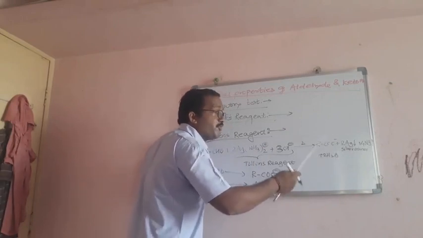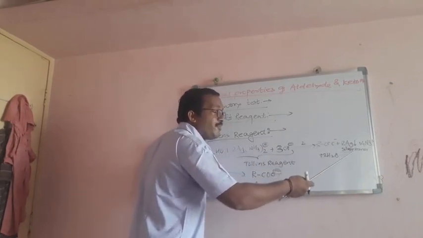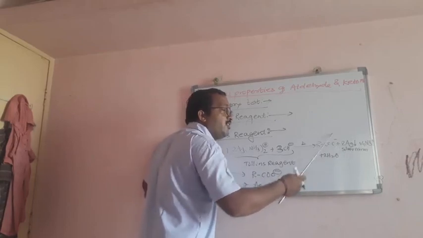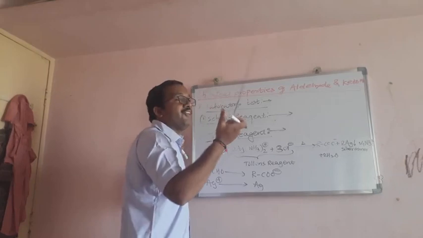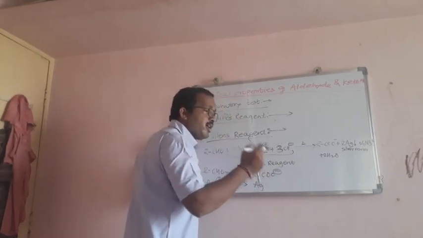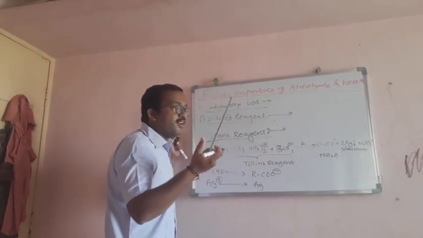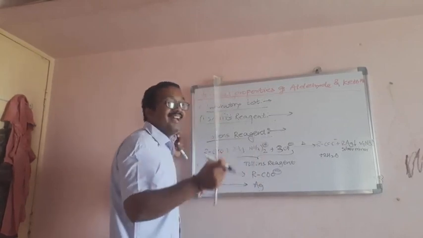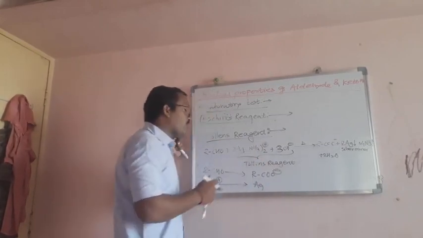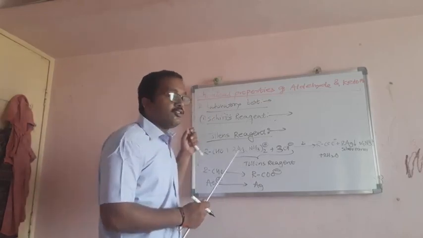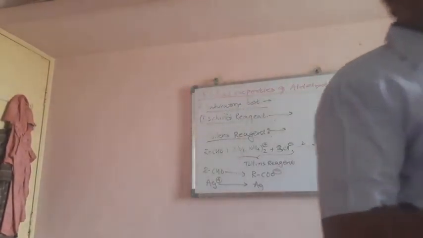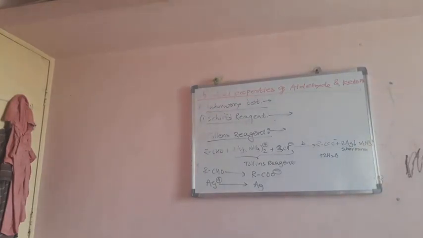Ag plus gets reduced to Ag, and because of this Ag, it gives a silver mirror, or a silver layer, in the test tube. The presence of the silver layer indicates the presence of the aldehydic functional group. This is Tollens' reagent, a laboratory test to identify whether aldehydes are present.